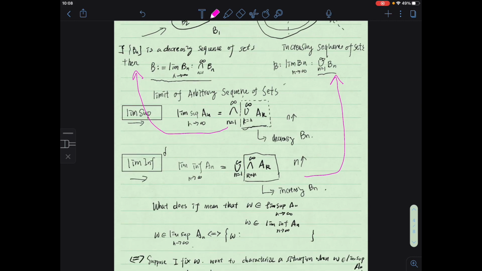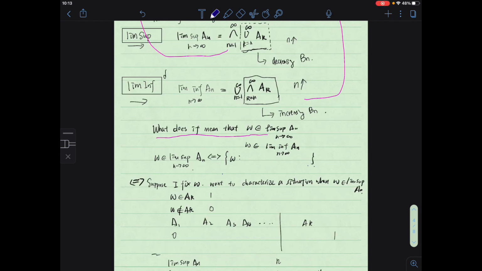So now let's continue with the flow in calculus, where we sort of establish the relationship between the lim superior and lim inferior. Let's do that here as well. So what does it mean that omega belongs to the lim superior set? Let's spell it out by defining the set that omega belongs to. So let's look at the definition here. This is our definition for lim superior.